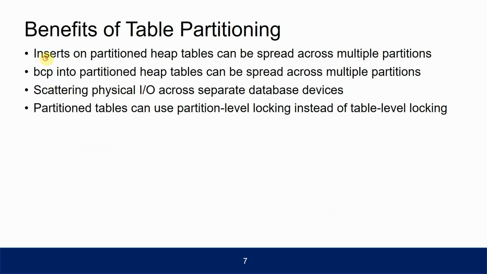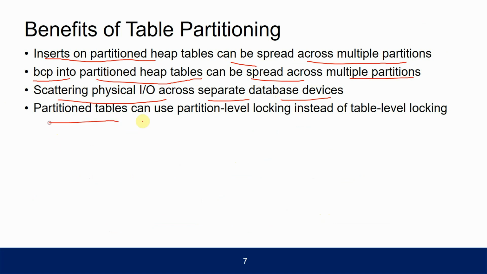Inserts on partitioned heap table can be spread across multiple partitions, and BCP, that is bulk copy program, into partitioned heap table can be spread across multiple partitions. Scattering physical I/O across separate database devices. Partitioned table can use partition level locking instead of table level locking. That's a very interesting topic which I was talking about, and the figure also explains the same concept, partition level locking instead of table level locking.